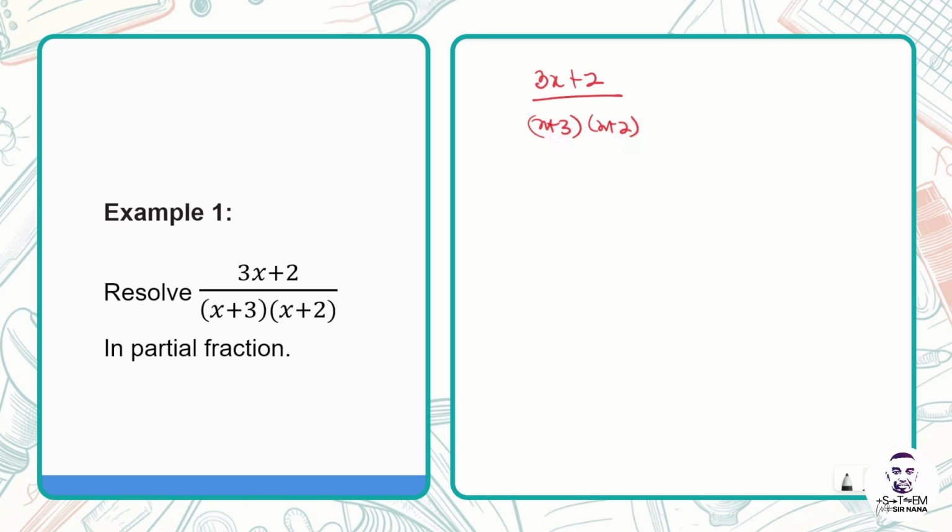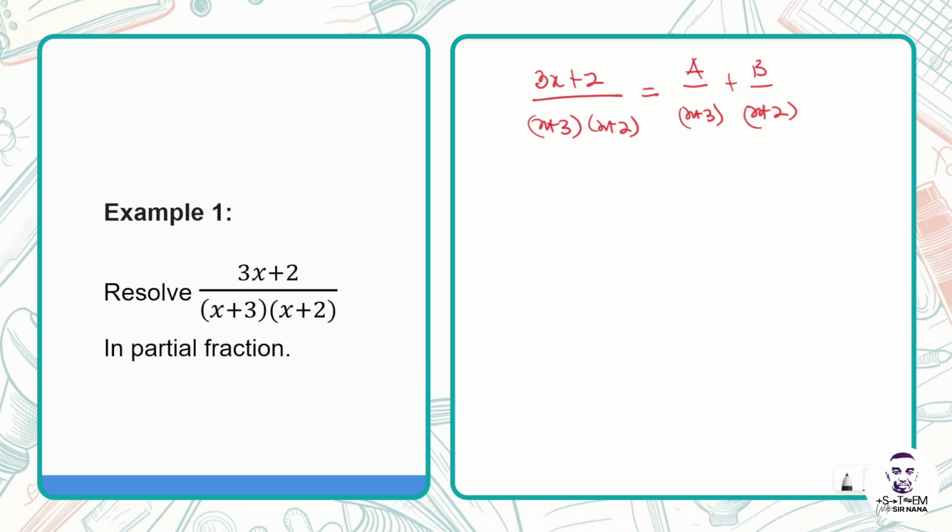Realize that the denominators are linear factors, so we want to write them in the decomposed form, which is A over x plus 3, plus B over x plus 2. And then what we do next is that we want to decompose and find A and B so that we can write it in that form.